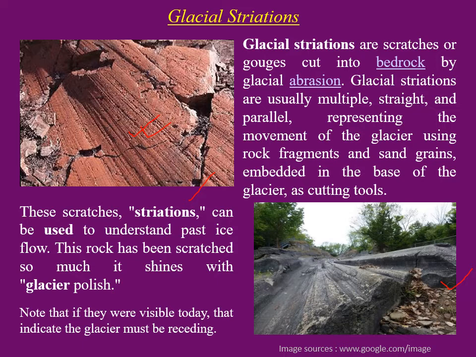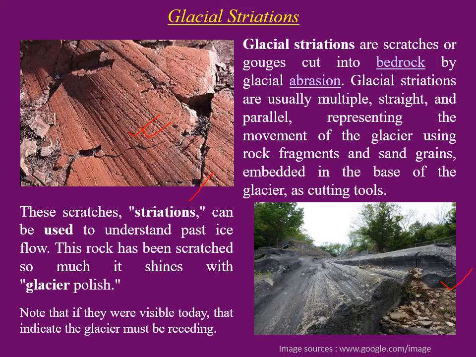moving within the glacial ice mass. Now, by observing these striation marks or groove marks, you can always get an idea about the direction of movement of the glacial ice mass. That means these striation marks or groove marks will always form parallel to the moving direction of the glacial ice mass.